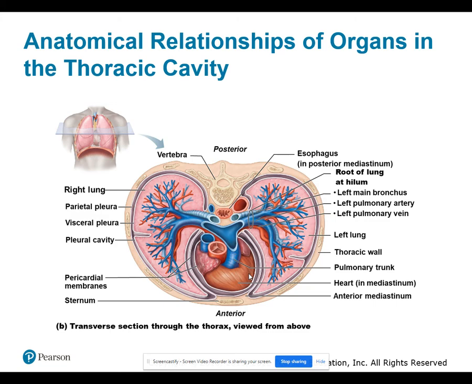Here, this is just a transverse section of your thorax that kind of shows you your lungs from above. And it kind of shows you here, yes, you have your heart in the middle, and then flanking each side are your two lungs. And again, it shows your pleural cavity and your visceral pleura and your parietal pleura to show you those as well.